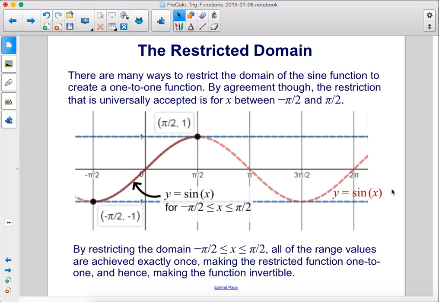There are many ways to restrict the domain of the sine function to create a one-to-one function. By agreement, though, the restriction that is universally accepted is for x between negative pi over 2 and pi over 2. By restricting the domain to between negative pi over 2 and pi over 2, all of the range values are achieved exactly once, making the restricted function one-to-one, and hence making the function invertible.